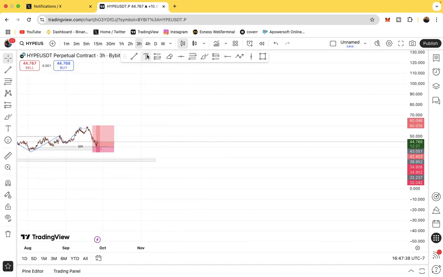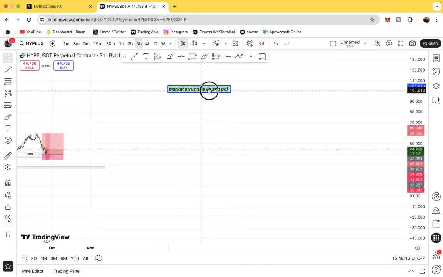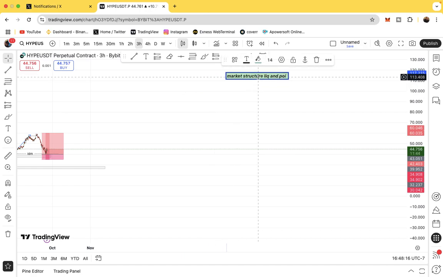So let me just quickly write it down so that you can also pay attention to it. Market structure, liquidity, and point of interest, so POI. So the whole strategy here consists of market structure, liquidity, and point of interest. And I'm going to be breaking it down very simple so that you can get the concept, go to your chart, pay attention to these levels, and you're going to have a high win rate.